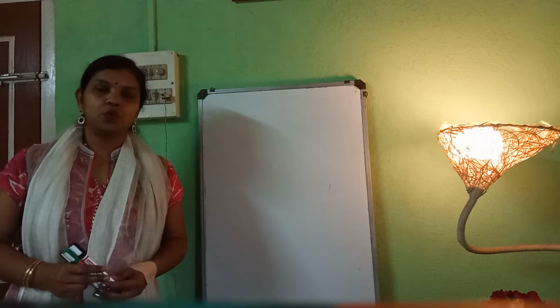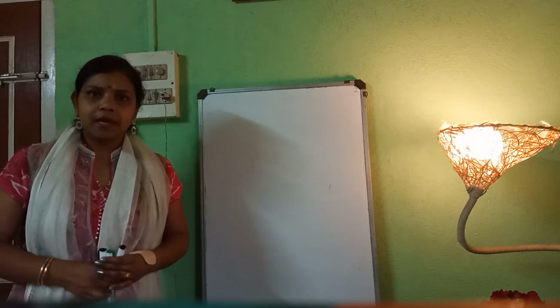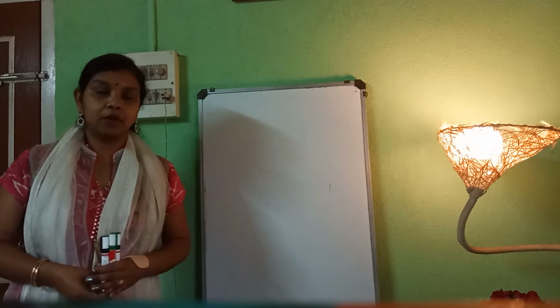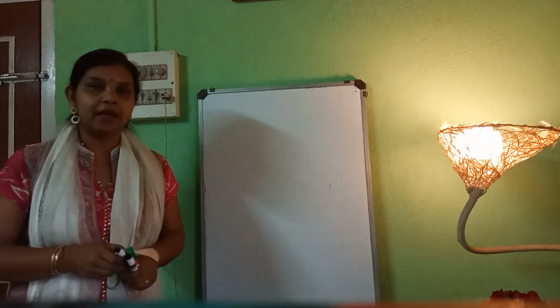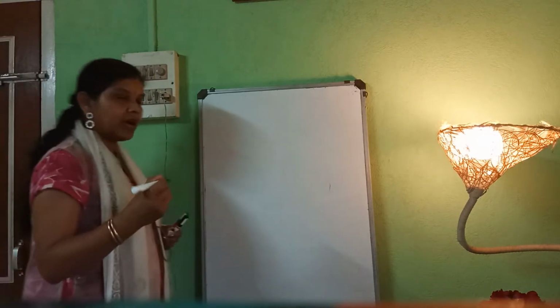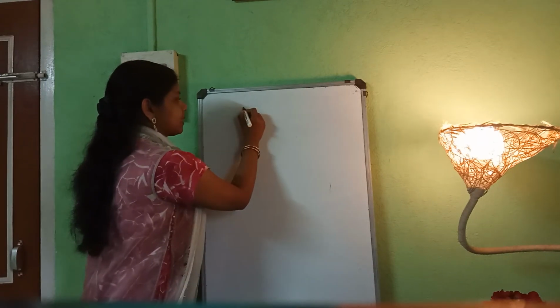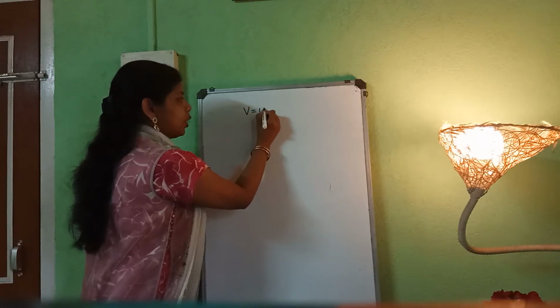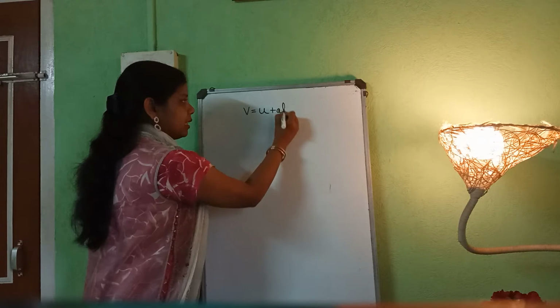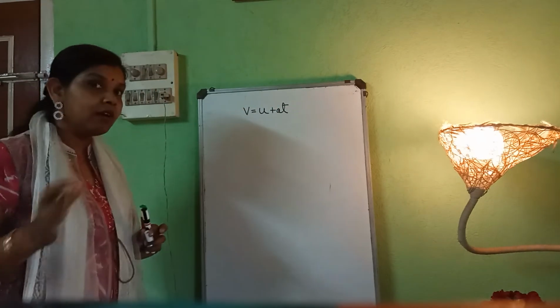We are discussing the chapter motion. In our last class we derived the relation, the equations of motion. The first relation that we derived in our previous class is V equals U plus AT. This formula was derived in our last class.